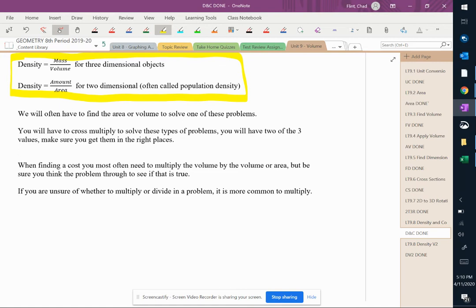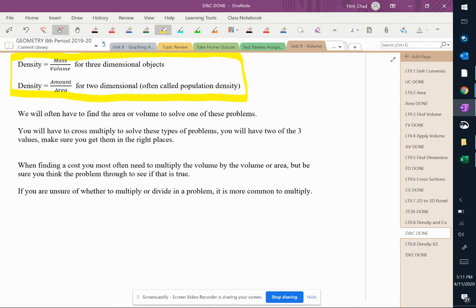The big thing is three-dimensional density problems have to do with volume, and two-dimensional density problems have to do with area. You could have a three-dimensional density problem where it's talking about bacteria in some sort of shape that's three-dimensional, and then you would do amount over volume. I don't think you could have a mass over area problem, but actually you probably could if it was a real thin piece of metal that really only had an area. So we've got to be able to mess around with these and really think about them.